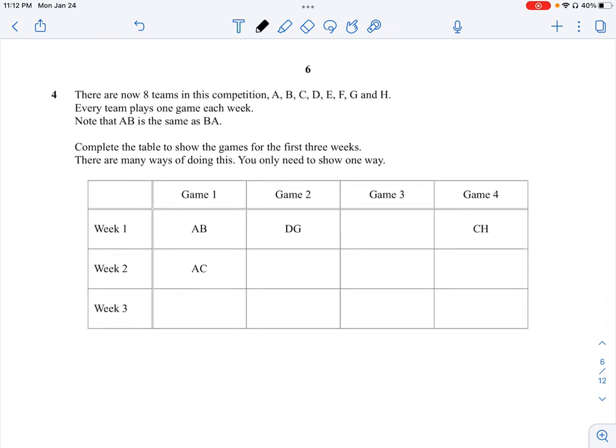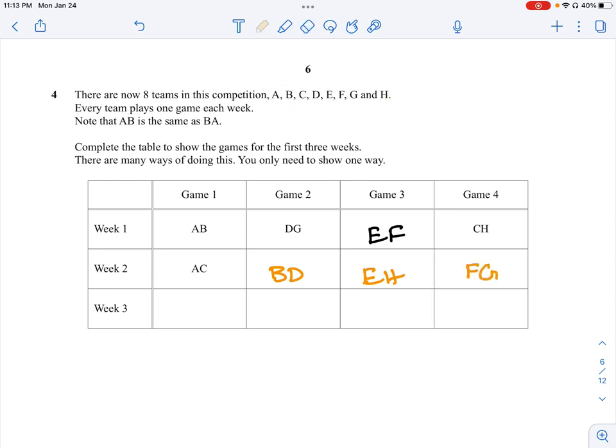There are 8 teams A, B, C, D, E, F, G, H. Every team plays 1 game each week. Note that AB is same as BA. Complete the table. So AB has been played, DG has been played, CH has been played. So what am I left over with? EF. So EF in week 1. Now coming to week 2. AC has been played. So next I take BD. BD has been played. Next I take EH. EH has been played. So FG is left over.